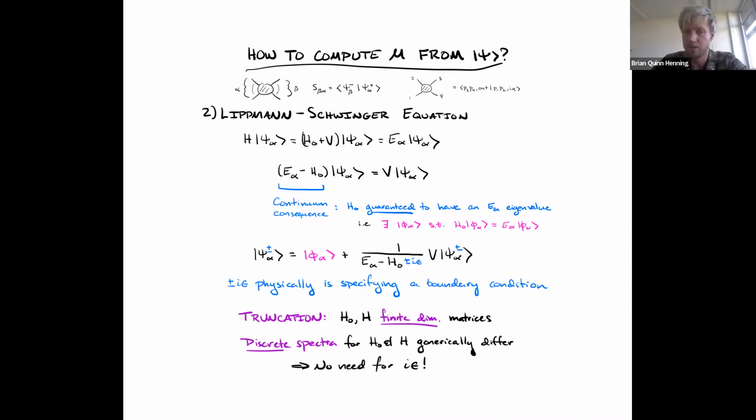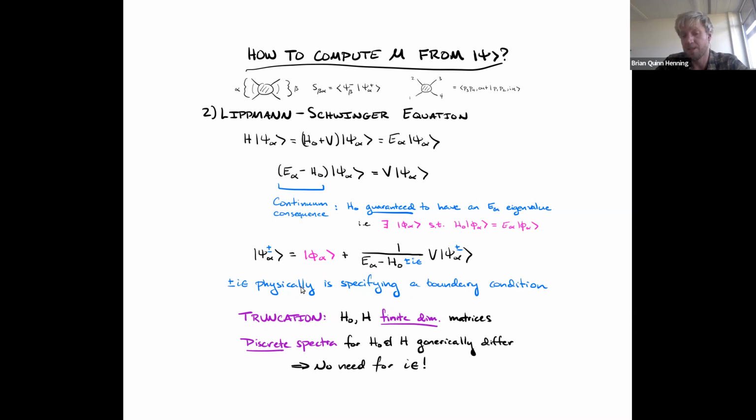Another way to see this finite box issue, or the lack of asymptotic states, is through the Lippmann-Schwinger equation. The Lippmann-Schwinger equation is just an eigenvalue equation saying H psi equals E psi, and then splitting H into H naught minus V, rearranging the equation and then inverting. When I now divide by E alpha minus H naught, H naught is guaranteed, because this is a continuum theory, to have an energy eigenvalue that's the same as H. So there will be some state phi, which is an eigenstate of H naught, which has the same energy. In particular, that means this matrix H naught minus E has a 0 in it. So I have to invert it, and when inverting it, I have to be careful and add an i epsilon. This plus or minus i epsilon actually specifies the boundary conditions of either an incoming or an outgoing wave.